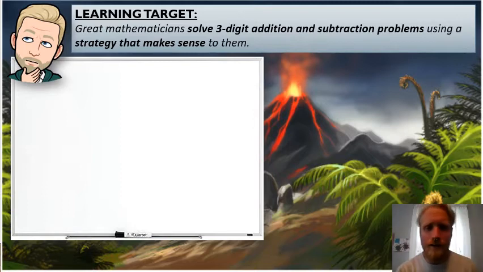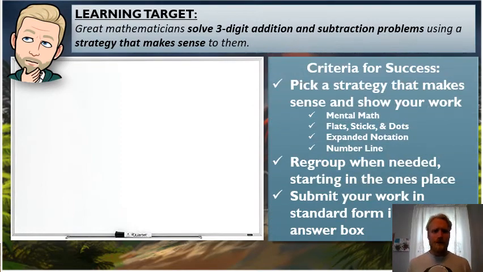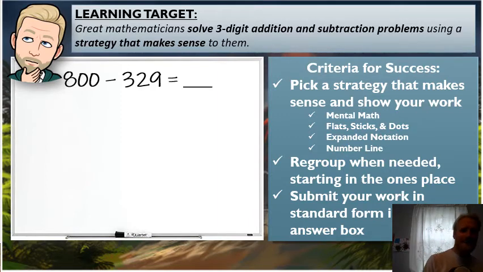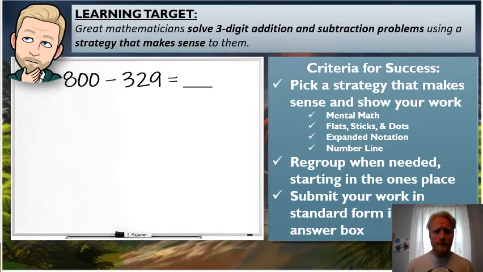So we're going to use a strategy that makes sense to us. Today we're going to look at when we have big friendly numbers that are kind of trickier. So our criteria for success: always picking a strategy, regrouping when needed, and always submitting our work in standard form. So our first problem is 800 minus 329. All right, that's pretty tricky. I know that's going to take a bit of work.